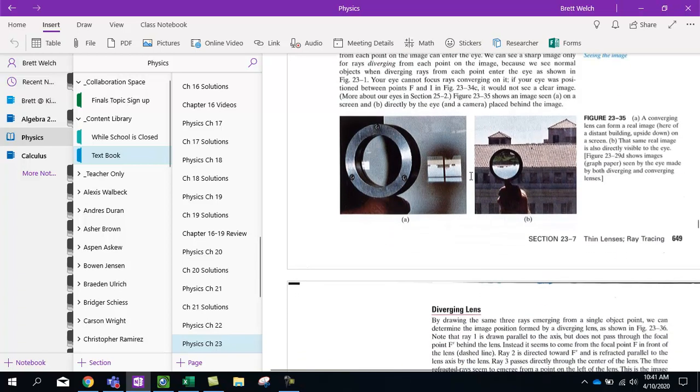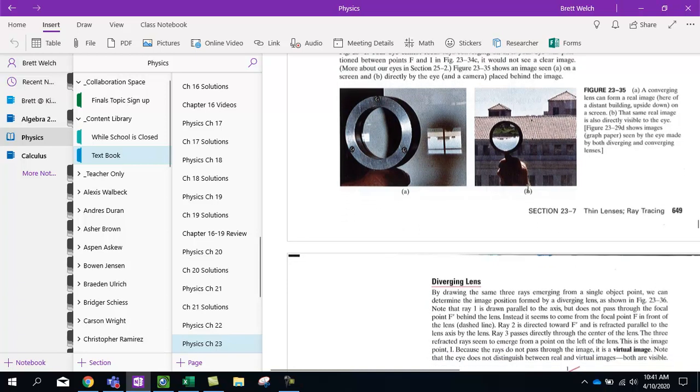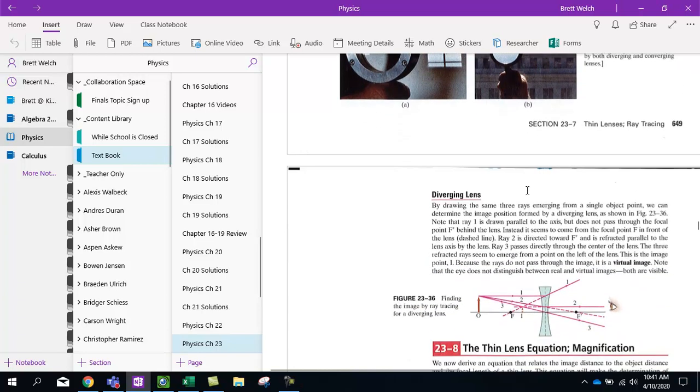If you see this, for instance, with a converging lens, you can see the projection of what's behind the lens. It's looking out the window. You can see it's upside down. Again, we can see that's upside down here. Converging lenses are often real images, but they're also often upside down.